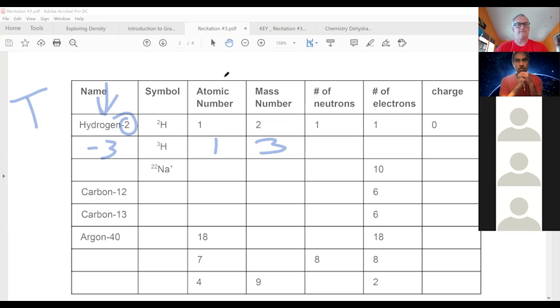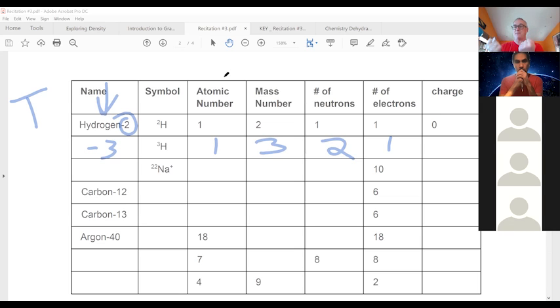Group 4, group 5. How many neutrons? 2. Yeah. 1 proton, 2 neutrons gives you a mass of 3. So how many electrons would hydrogen 3 have? 1, exactly.